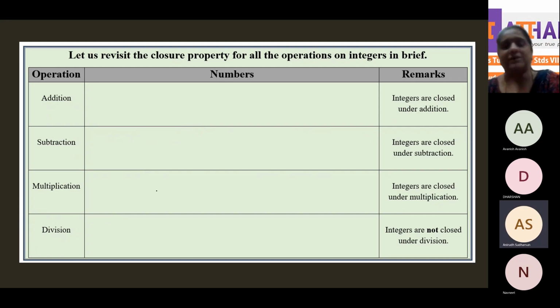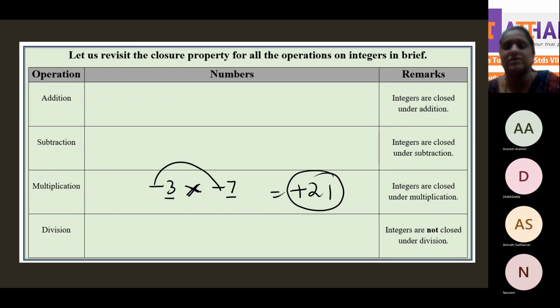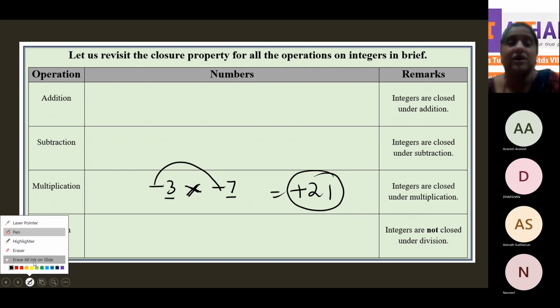Okay. Next, multiplication. When you multiply two integers, say -3 into -7, -3 is an integer, -7 is an integer. 3 7s are 21, minus into minus plus. Again, children, if you don't understand this, it's okay. But see here, the product of two integers is also an integer. 21 is an integer.